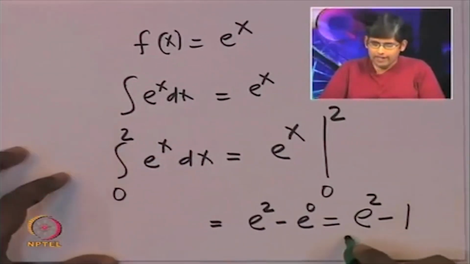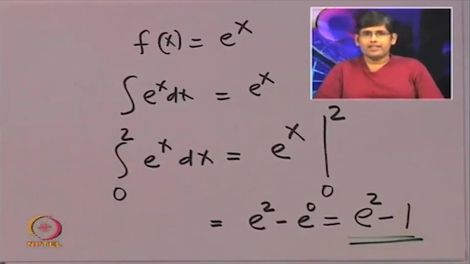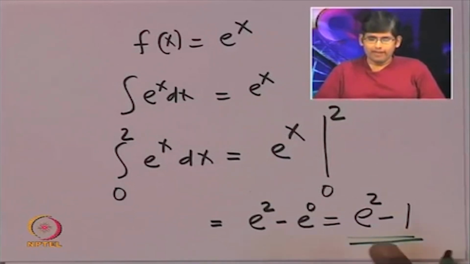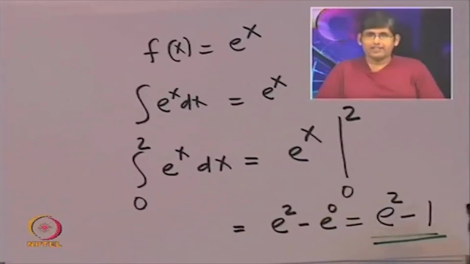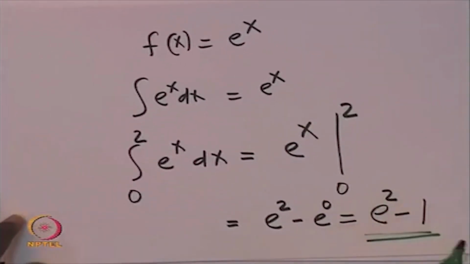Given that we know the final answer, let us see if we can think of this as dividing this into many parts. Can we divide this into many intervals, find the sum and get the same answer? That is what we want to check. So, we want to check if we can divide this e power x into many parts and find the sum of this function, will we get the same answer?